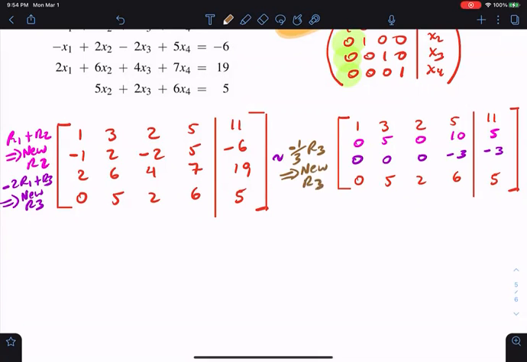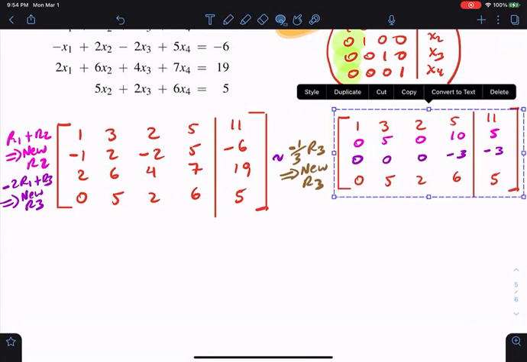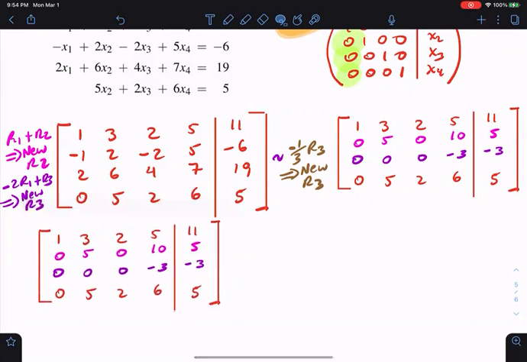So what's changing? The only thing changing is row 3. So remember, we're just multiplying -1/3 times all the elements in row 3. So this is 0 because -1/3 times 0 is 0. -1/3 times 0 is 0. -1/3 times 0 is 0. -1/3 times -3 is 1. -1/3 times -3 is 1.